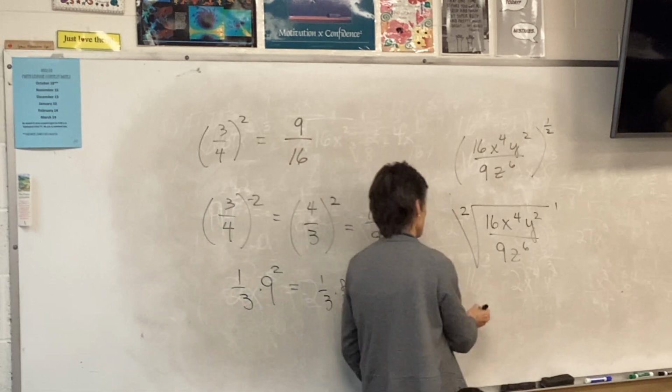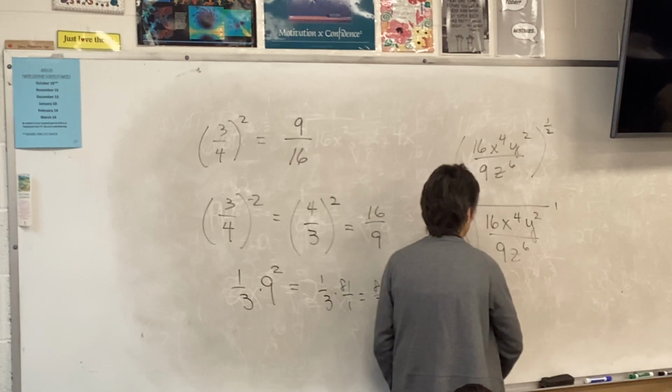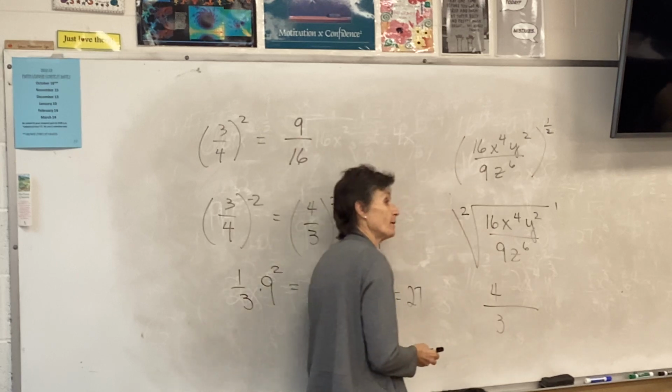Square root everything. What's the square root of 16? 4. Oh, I don't know square root anymore. The square root of 16 is 4. The square root of 9 is 3. So I took care of that.